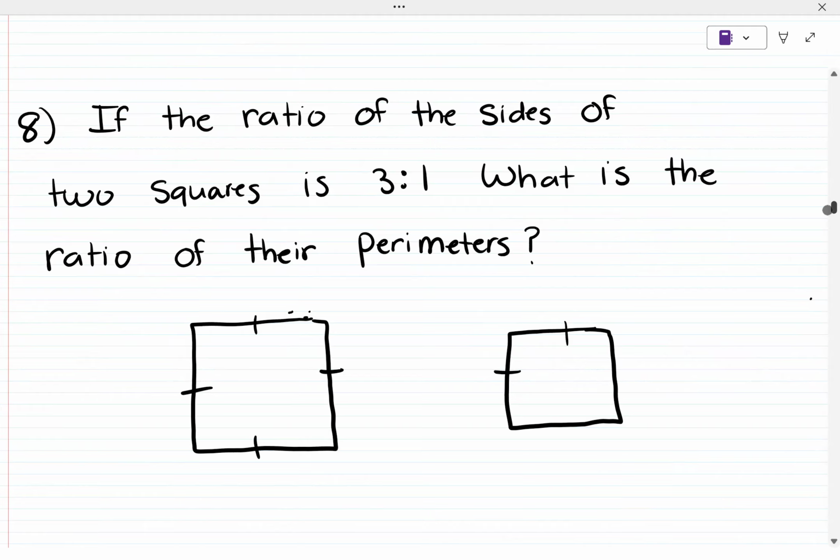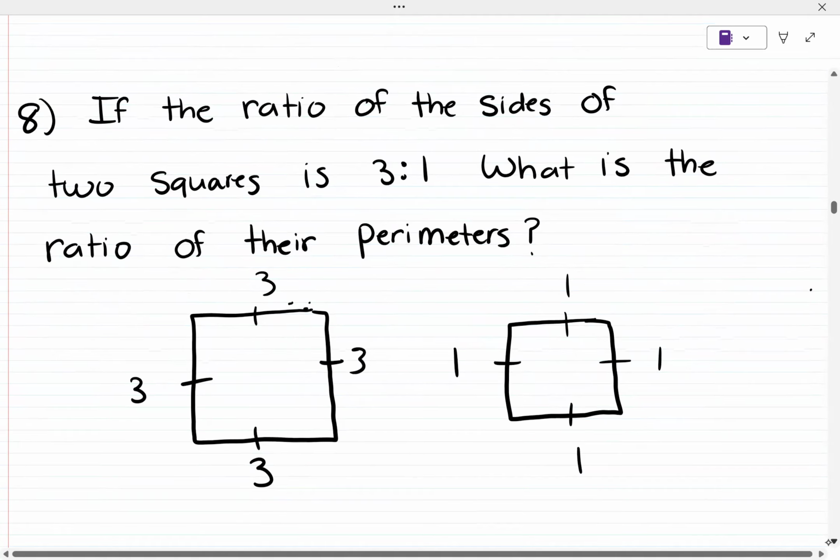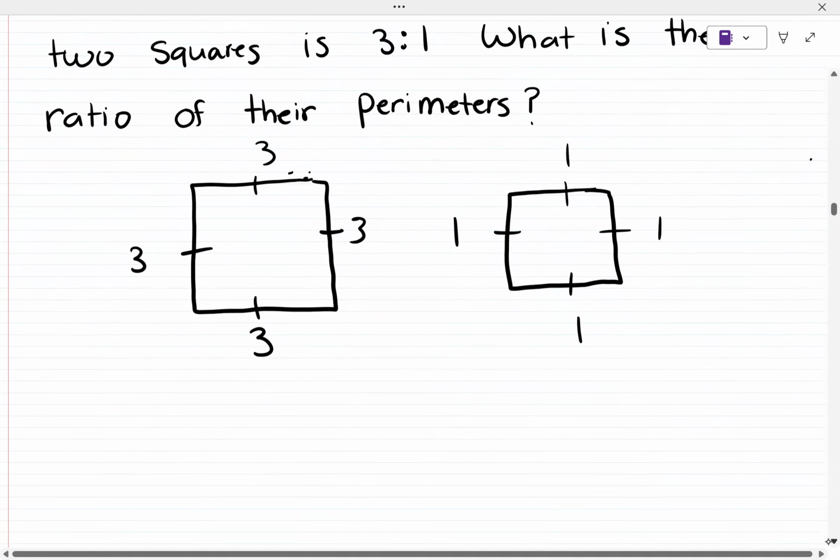Okay. And what else do we know? The first square has a side length of 3, and then the smaller square has a side length of 1. Now, because squares have all sides the same, you can put 3 here, 3 there, 3, and then 1, 1, 1. And what else do they want? They want to know the ratio of the perimeters. So ratio means colon or fraction.